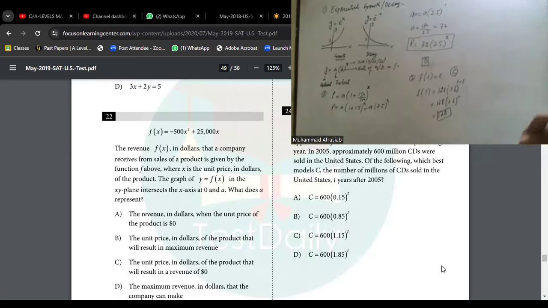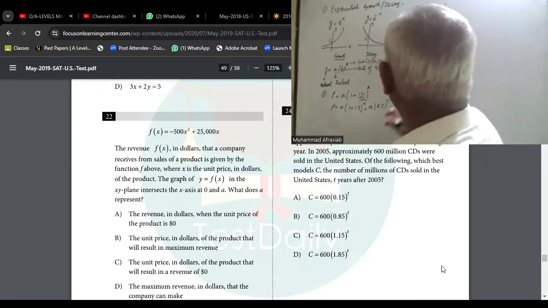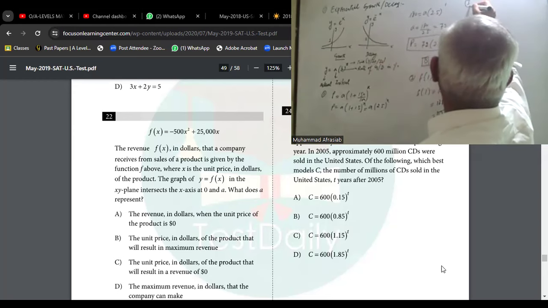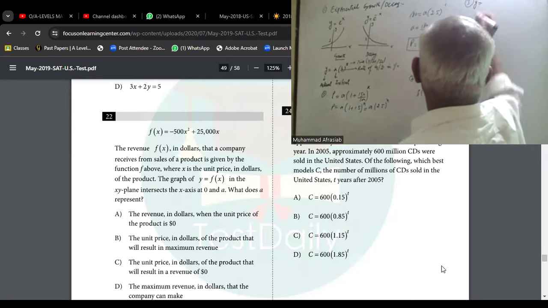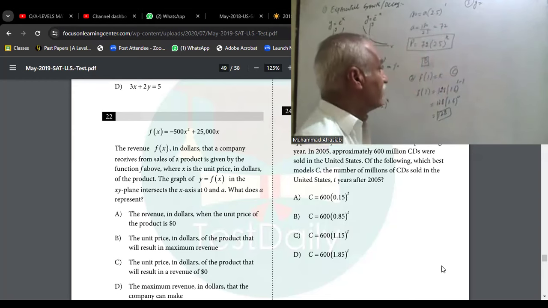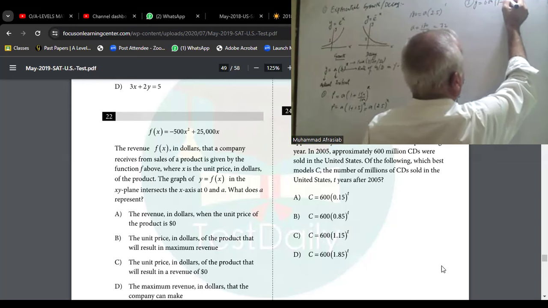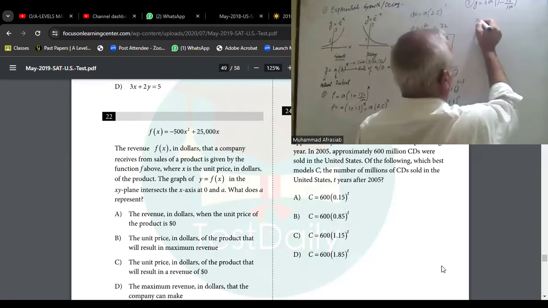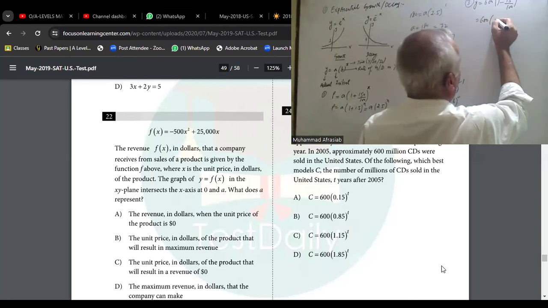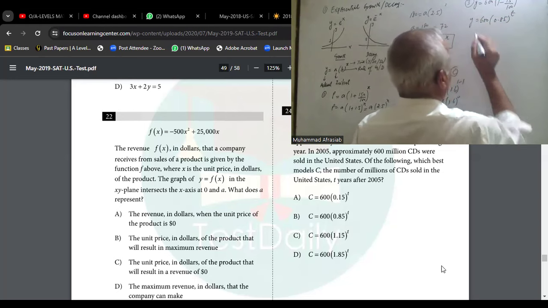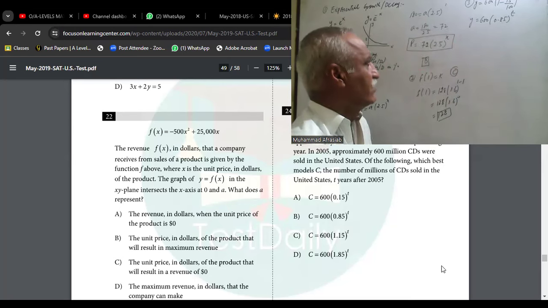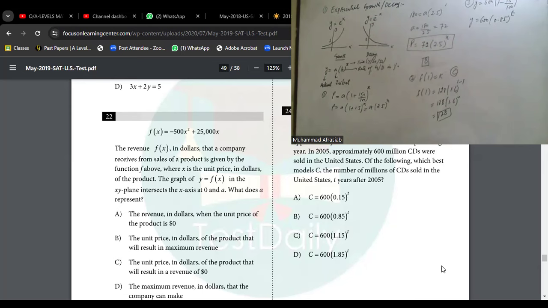So we know that again we can use this exponential formula for growth and decay. Let's say the number of CDs in the initial year 2005 is equal to 600, and it decreased by 15% in sales for the next t years. So it should be equal to 600 into 0.85 power t. This is an expression for the number of CDs sold according to the statement, and this is choice B.